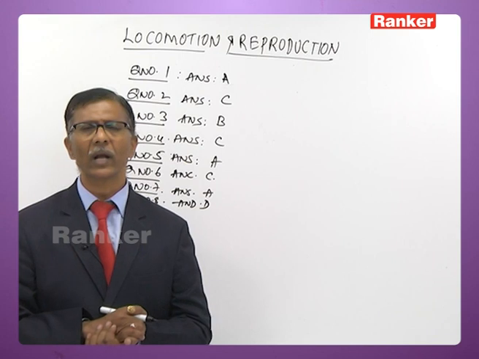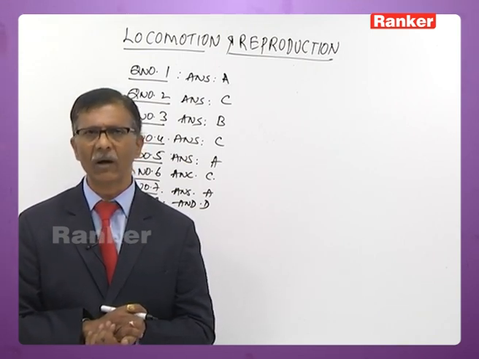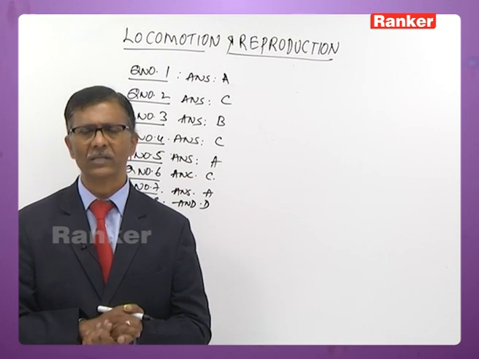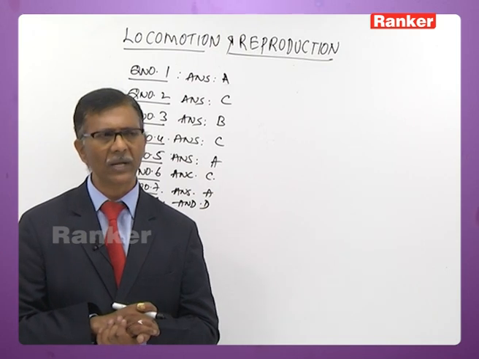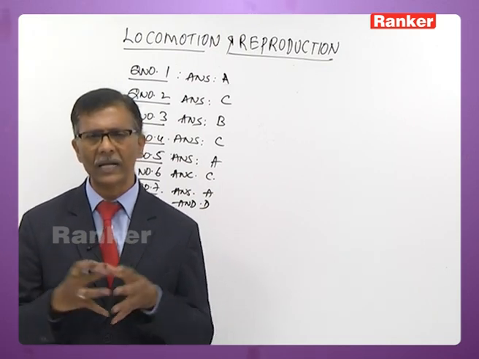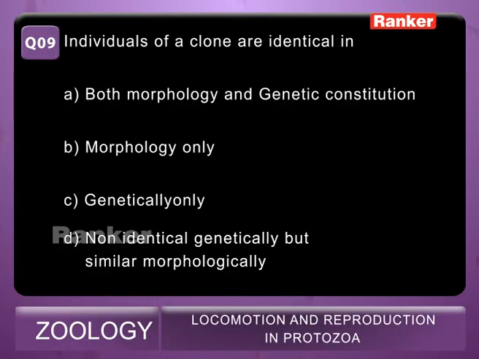So what is a clone here now? Clone is a group of organisms or a group of descendants produced as a result of several binary fissions. So when they are produced as a result of several binary fissions, there is no genetic recombination. So all the organisms are identical both genetically and morphologically. So 9th question, correct answer is A.